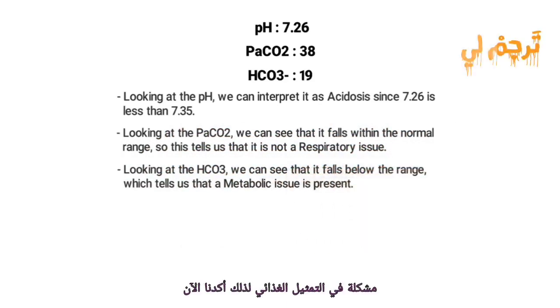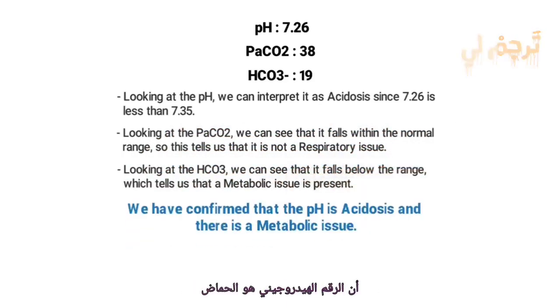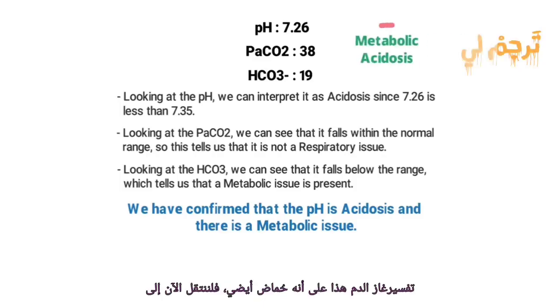Looking at the bicarb, we can see that it falls below the normal range, which tells us that we have a metabolic issue. So now we have confirmed that the pH is acidosis, and we looked at the carbon dioxide and bicarb levels to determine that there is a metabolic issue. Taking that into consideration, this ABG can be interpreted as metabolic acidosis. Now let's keep going.